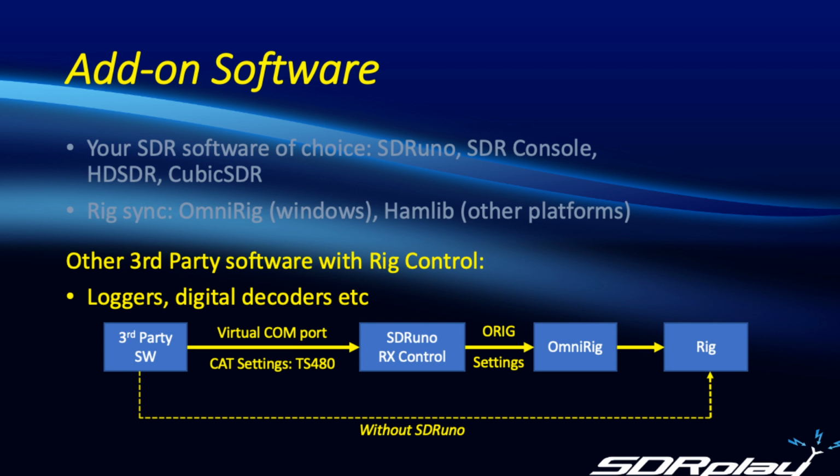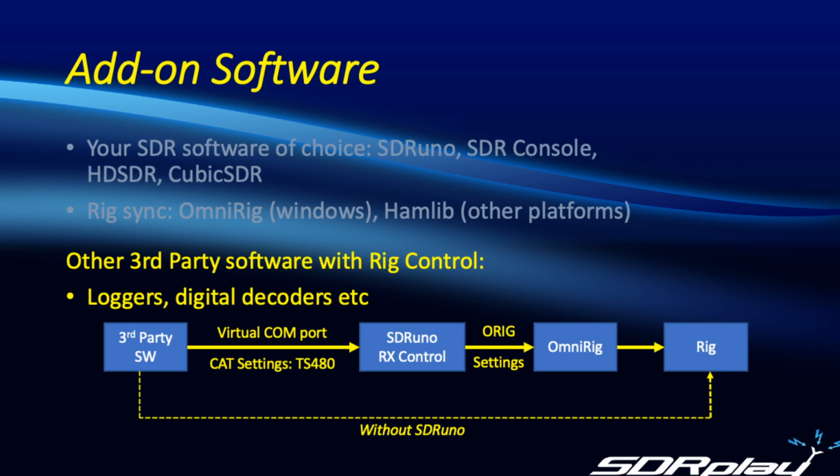Instead of having the third-party software controlling the rig directly, that's the bottom part, the dashed line there, the way we're going to do that is we're going to set up a virtual COM port to talk to SDR Uno, specifically the RX control window, and then SDR Uno is going to talk to the rig through OmniRig to set the frequency. And that way there's no conflict, because you don't have two pieces of software trying to control the rig at the same time. Hopefully that makes some sense. Let's look at this in practice.